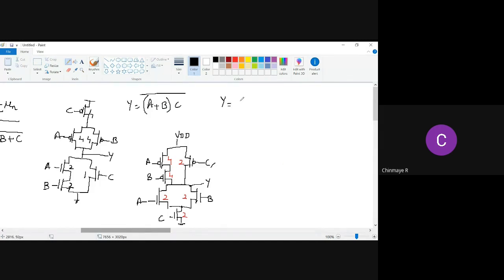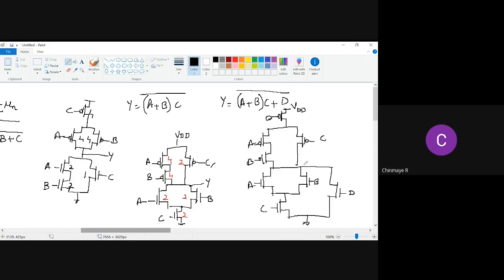Y is equal to (A plus B) into C plus D, whole bar. Okay, let me draw the NMOS side. I want all of you also to draw along with me. Okay, is this right? So yeah, this is the output Y.